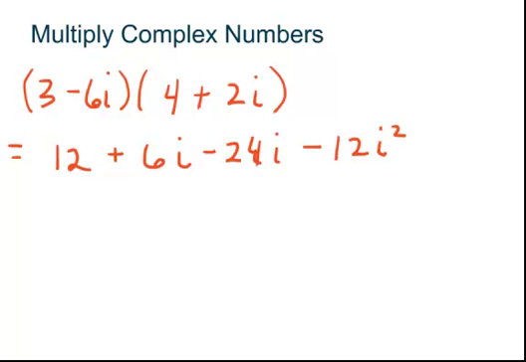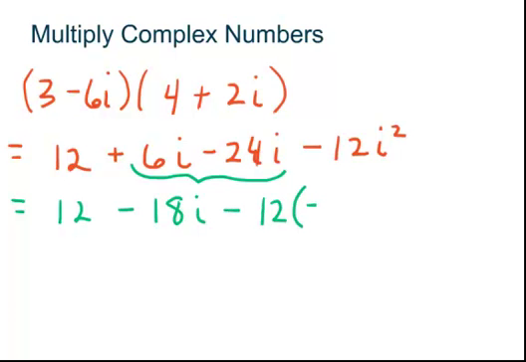Okay, not done yet. We needed an A plus BI form. Okay, so let's see what we have here. We have 12, and then this plus 6i minus 24i. What does that give us? Minus 18i, and then minus 12, and what about I squared? Remember, I squared is negative 1. You will never have an answer with an I squared in it. That's not simplified. So we'll plug in negative 1.